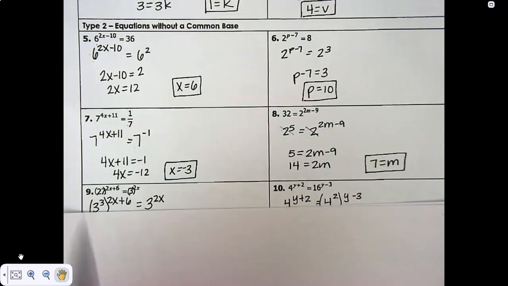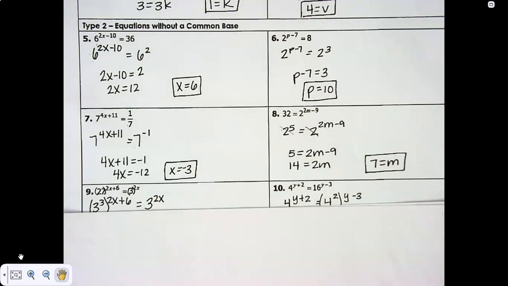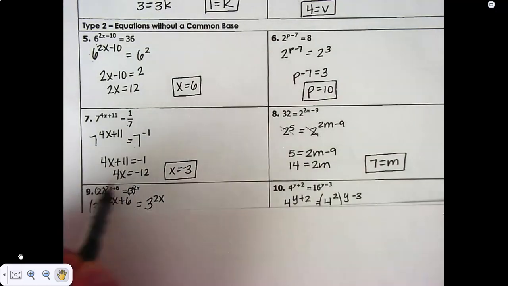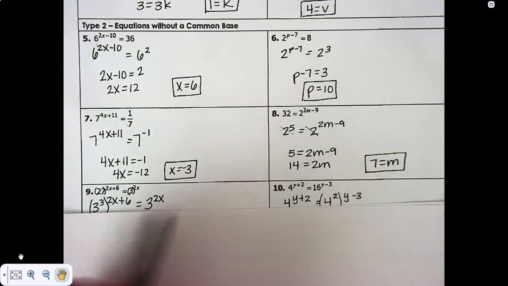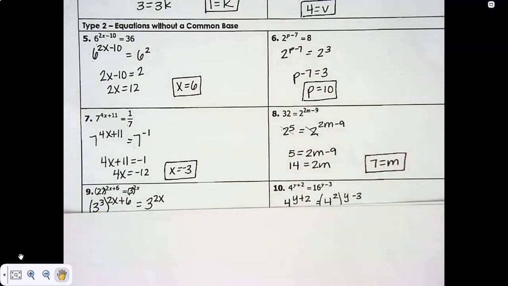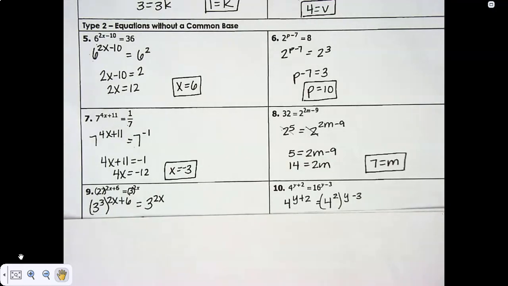Now you have 3 to the 3rd power in parentheses, but you still have the exponent on the outside, 2x plus 6. We'll talk about what rule you're going to use right now, but let's just keep simplifying. The right side is still just 3 to the 2x. Well, in our properties of exponents, I think it was the product rule, one of the rules there.